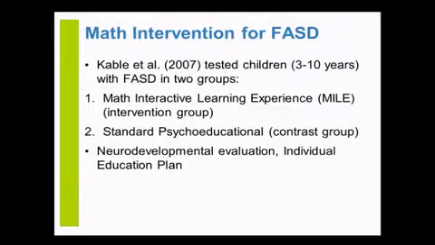So what they did is they had children, again quite young, age 3 to 10 with FASD, and they just randomly assigned them to 2 groups. So the first group received this MILE math intervention, and I'm going to talk a bit more about the intervention coming up. And the second group is their control group, because when you're doing this type of research, it's ideal to have another group that doesn't have the intervention so you can actually measure change relative to a control group.